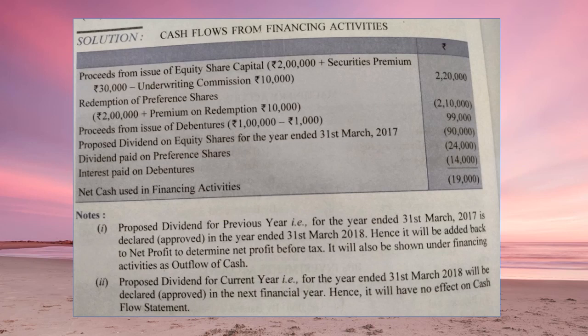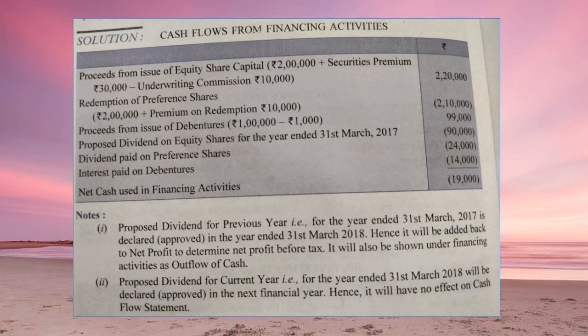Proceeds from issue of equity share capital, whatever is the expense, whatever is the income in relation to equity share capital, that will be done. And the same you can see in point number 1, proceeds from issue of share capital. SPR you received, it is added. Underwriting commission amount has been paid to agent rupees 10,000, that has been subtracted.